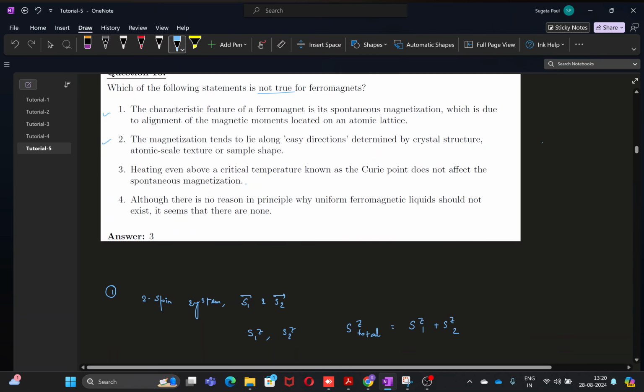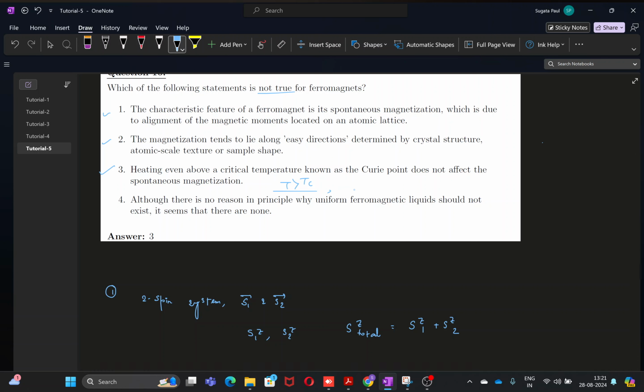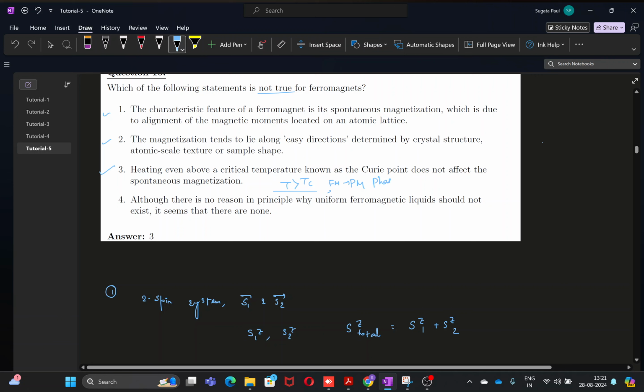Third is that heating even above a critical temperature known as the Curie point does not affect the spontaneous magnetization. Now this is not true, because you know that if you go beyond Tc, T greater than Tc, then obviously you will be crossing your ferromagnetic regime. So you will be converted into a paramagnetic regime where no spontaneous magnetization will be present. So it will be a ferromagnet to paramagnet phase transition. So no spontaneous magnetization in a paramagnetic phase. That is why spontaneous magnetization is equal to 0 in the paramagnetic phase, that is T greater than Tc. That is why the third option is false.